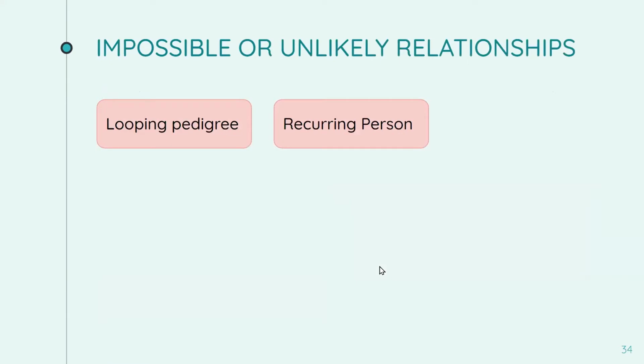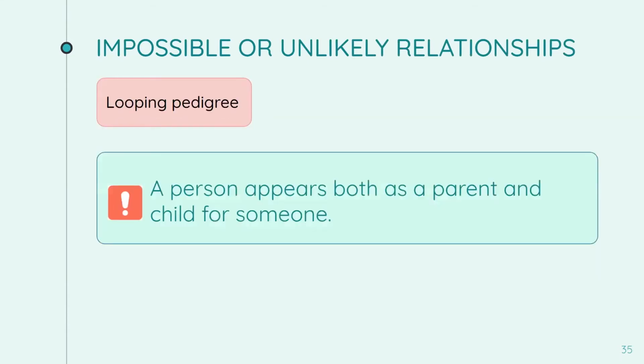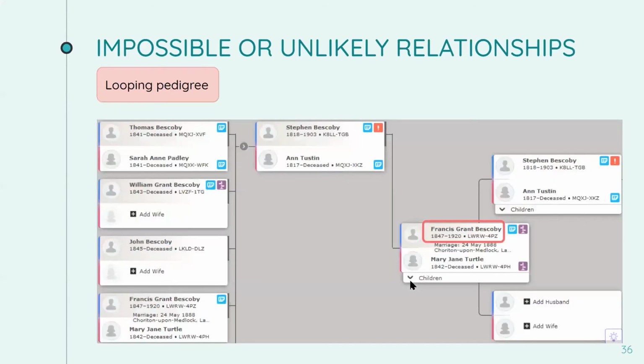Okay, let's move on now to our third category of impossible or unlikely relationships. There are two kind of interesting ones in here: the looping pedigree and the recurring person. So let's take a look at both of those. A looping pedigree happens when a person appears as both a parent and a child for someone. Any of you remember that song, I'm My Own Grandpa? That's kind of what we're looking at in Family Tree when you've got a pedigree loop.